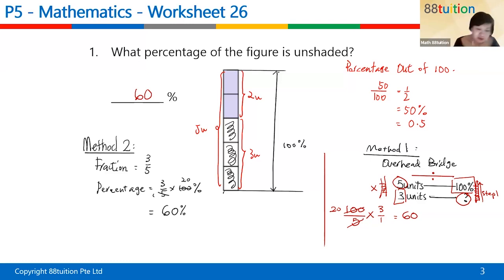Just like that. So when they ask you what percent, always express it as a fraction, then multiply by 100%. Now, many of them like method 2. It's okay for me. As long as your answers are correct, whether you take method 1 or method 2, it doesn't matter at all.